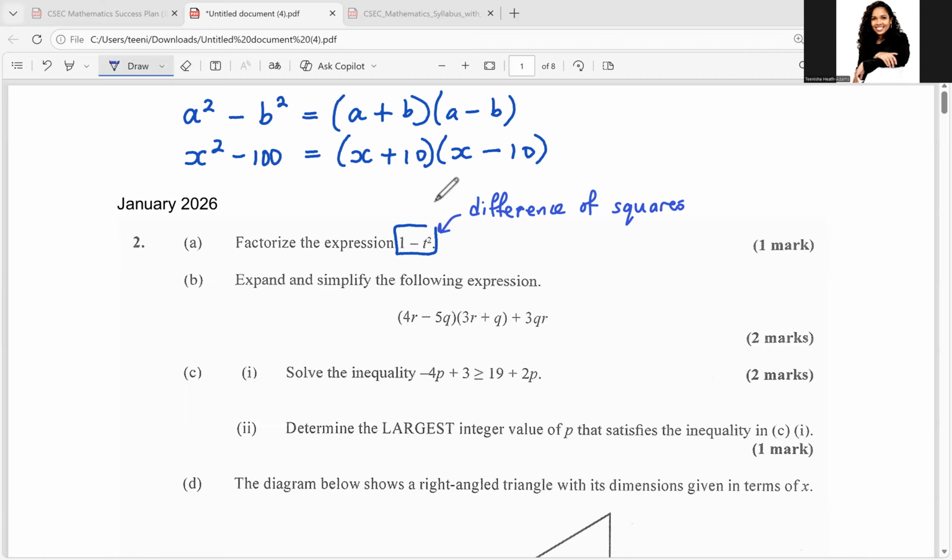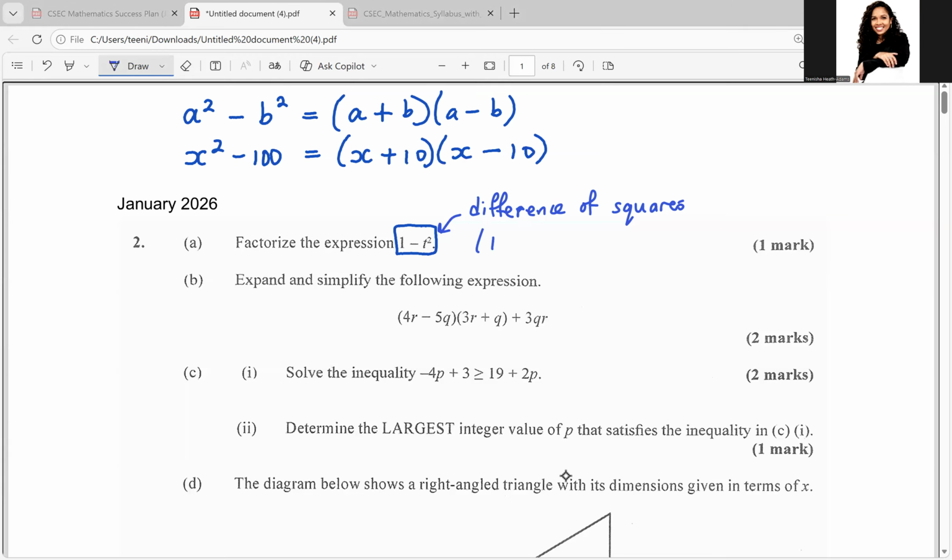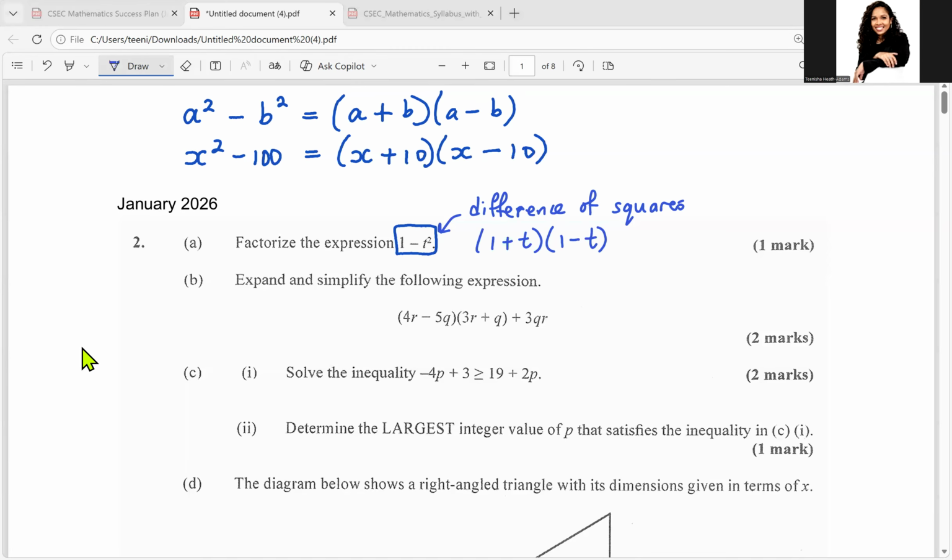1 minus t squared. Miss, I did it already. Thelma? Open bracket, 1 take away t, close bracket, and open bracket, 1 plus t, close bracket. It's t, love, it's t squared. So it's 1 plus t times 1 minus t. Yeah, I mixed them up, I thought it was an f. Yeah, it's actually t, but correct, right? So guys, that is how you would factorize 1 minus t squared.